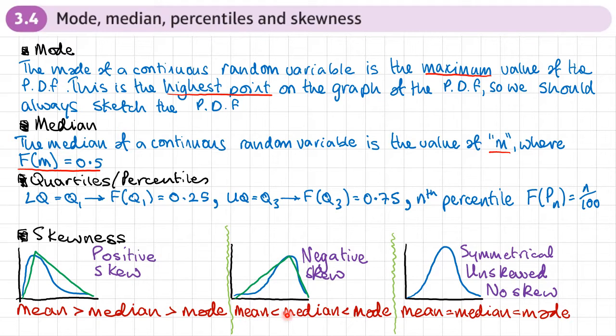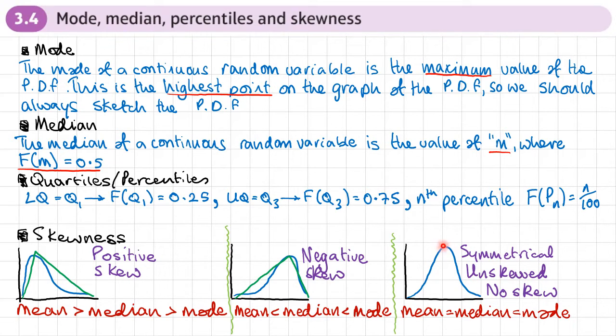And again, if we write the words in alphabetical order, mean, median and mode, negative seems to imply less than. So the mean is less than the median, which is less than the mode. Again, comparing any 2 of these will tell us if we've got a negative skew. So for example, if I find that the mean is less than the mode, I can say that it's a negative skew.